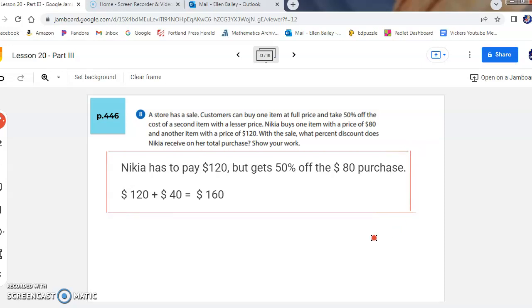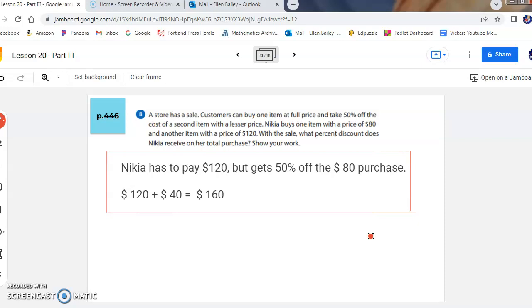Customers can buy one item at full price and take 50% off the cost of a second item with a lesser price. That's important. All right. Nakia buys one item with a price of $80 and another with a price of $120. With the sale, what percent discount does Nakia receive on her total purchase? Show your work. Okay, so this isn't the final answer.